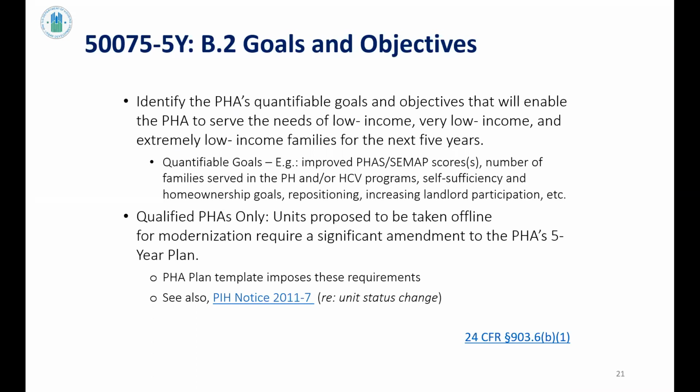Examples of quantifiable goals might include improved FOS or CMAP scores and what those score improvements will look like. It might also include the number of families served in the public housing and/or HCV programs, self-sufficiency or homeownership goals, repositioning milestones, growing the number of landlords in the HCV program, or more.